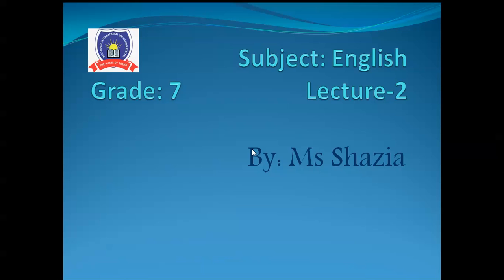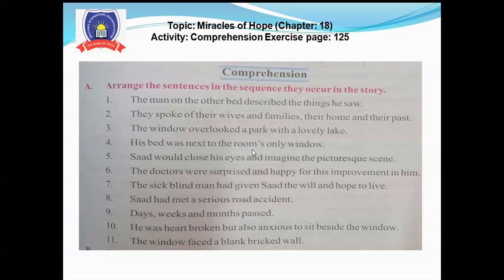Okay students, today is your lecture number 2, based on the topic Miracles of Hope. Open your book and go to page number 125. Here is Exercise A of comprehension. It says arrange the sentences in the sequence they occur in the story. You have to recall the story I told you in the previous lecture, Miracles of Hope. Then you have to arrange all these sentences in the sequence in which they occurred in the story. You have to do this task by yourself.